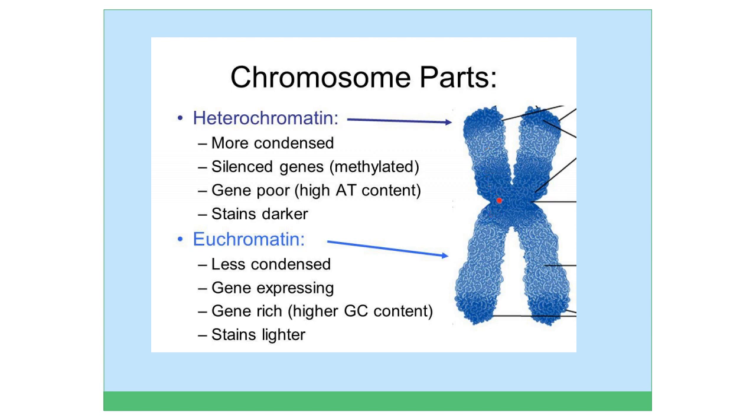Okay, so this is the area that's more tightly wound up and less expression is occurring. So euchromatin, EU chromatin, is the area where we're going to see more gene expression from.